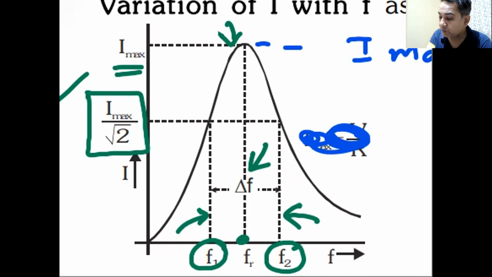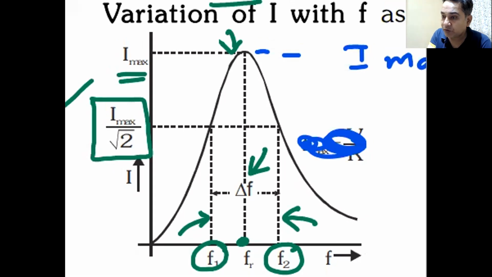I hope you will draw it correctly. Just draw this graph and you might have a question based on this graph. 2 graphs, between Z and F, between I and F. I max, maximum current happens at the resonant frequency. Then there are 2 frequencies on the right and left where the current becomes I max by root 2.